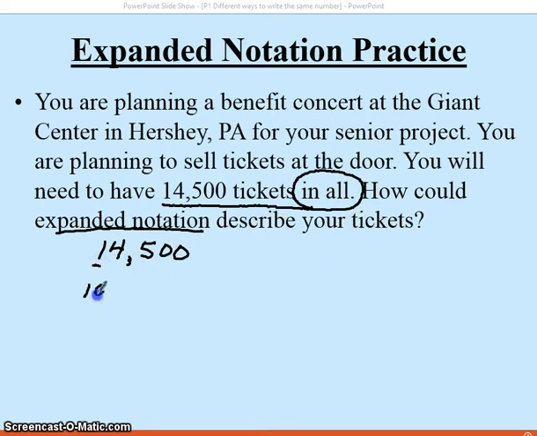This 1 means 10,000. The 4 means 4,000. And the 5 means 500. How could this describe our tickets? Well, maybe we have to order them in sets. Maybe we would need a set of 10,000, a set of 4,000, and a set of 500. It can describe ways that we could group the numbers into sets.